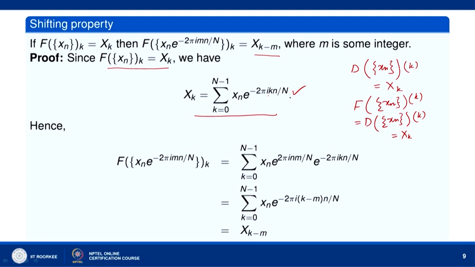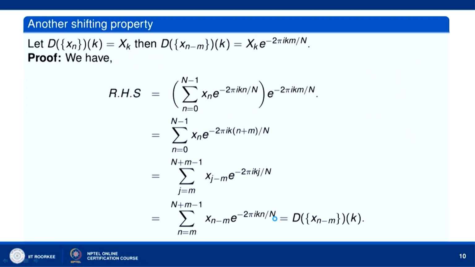Okay. So, here corresponding to this k we have X_k. Here this k is replaced by k minus m. Okay. So, we have the discrete Fourier transform X_(k minus m). So, when you multiply x_n by e to the power 2 pi i mn by N, the discrete Fourier transform shifts to the right, it becomes X_(k minus m). Okay.